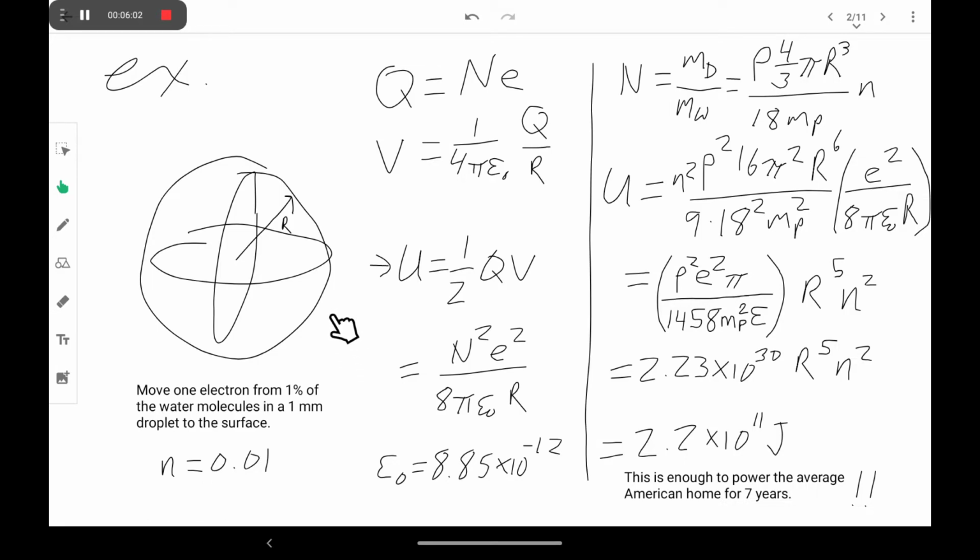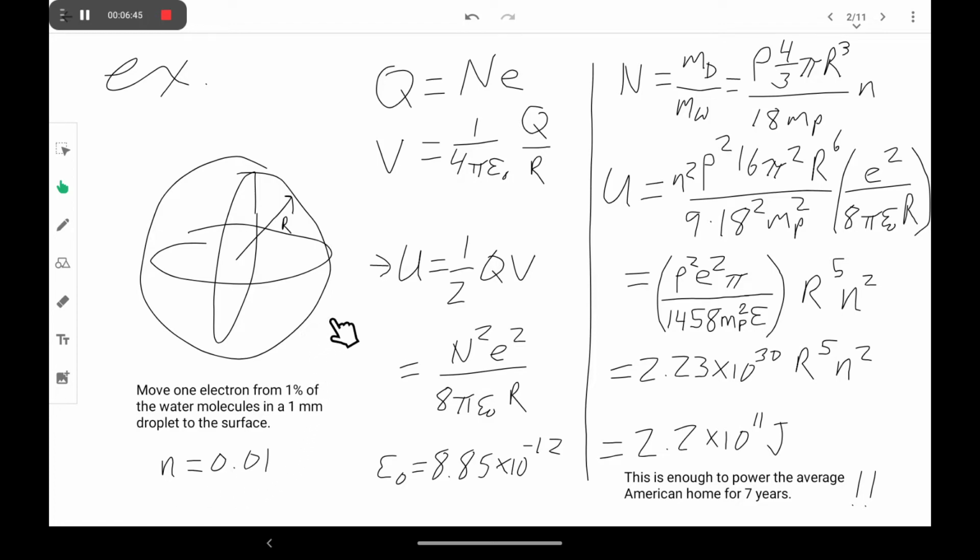So for an example, let's assume I have a droplet of water. This is supposed to be a sphere. I know it's not very pretty, but those 3 circles are supposed to indicate a 3-dimensional sphere of radius r. Let's ask the question: how much energy would it take to take 1 electron from 1% of the water molecules inside this droplet and put it on the surface? Because if I ionize those, they're going to want to get as far away from each other as they can, so they're going to get to the surface of this sphere. Not ionize, dissociate. So if I dissociate one electron, we'll define that percent as n. We'll use that a little bit later.